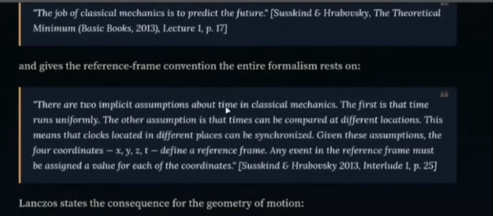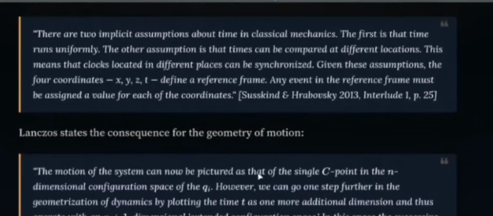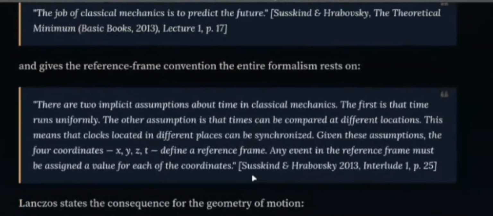There are two implicit assumptions about time in classical mechanics. First is that time runs uniformly, and the other assumption is that time can be compared at different locations. This means that clocks at different places can be synchronized. Given the assumption of four coordinates, just x, y, z, t, t being the time coordinate, you define a reference frame, and any reference frame is assigned a value for each coordinate. So essentially, just talking about how you're going to set up the equations and stuff.